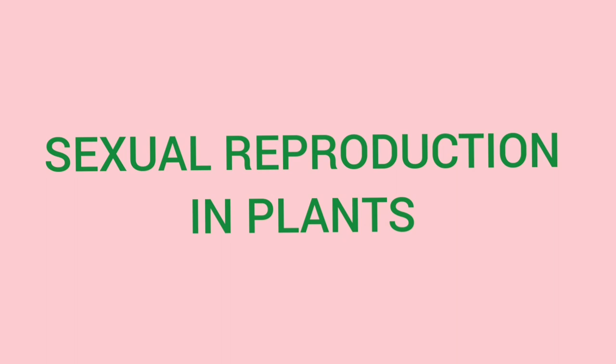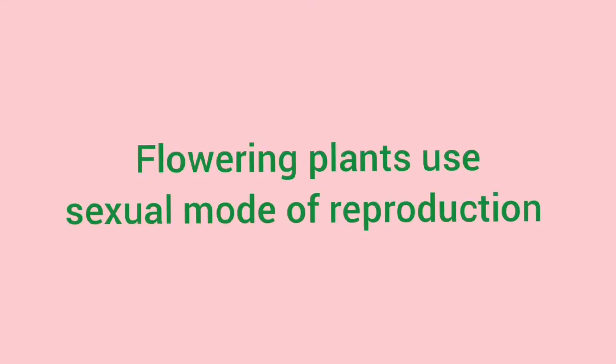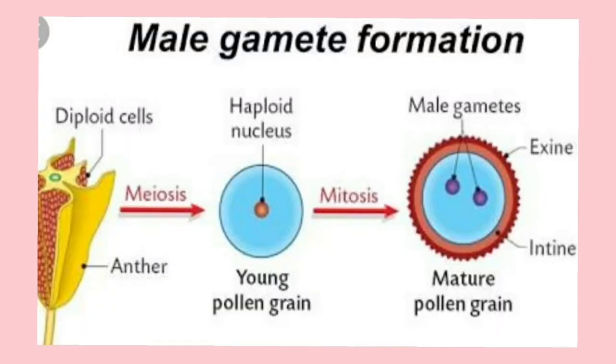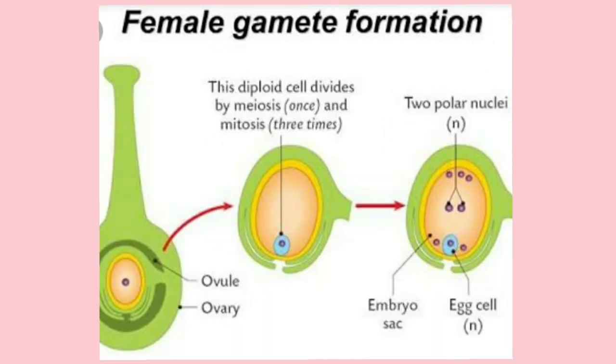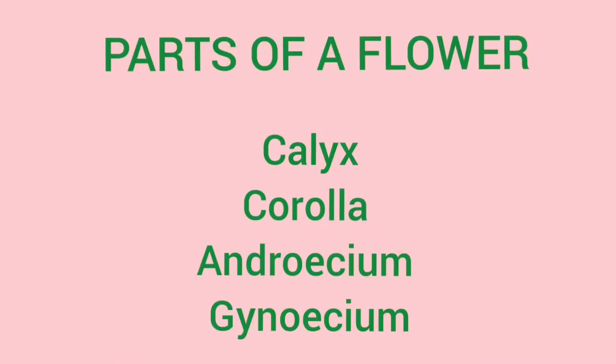This video is about sexual reproduction in plants. Flowering plants, also called angiosperms, use the sexual mode of reproduction. Since sexual reproduction involves fusion of gametes, plants also have the male gamete and the female gamete. They are present in the flower. The parts of the flower help in reproduction, so we need to understand the parts of the flower.